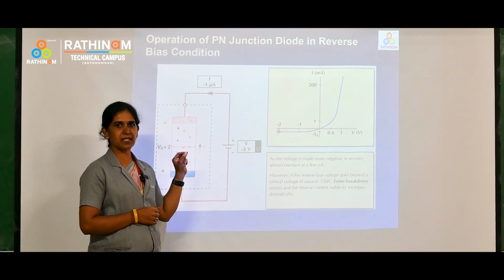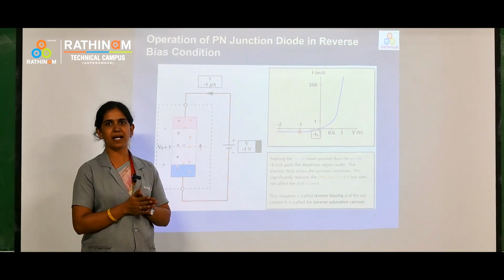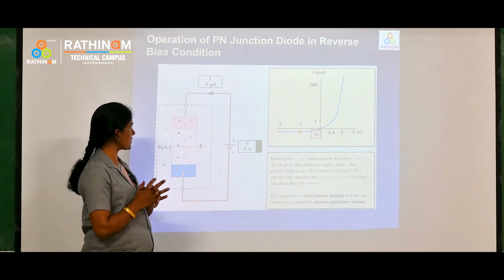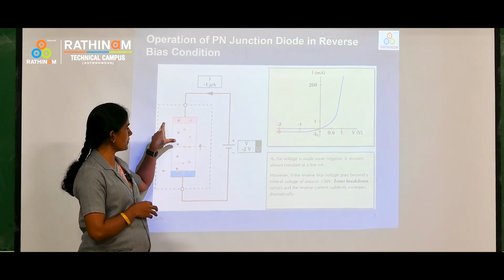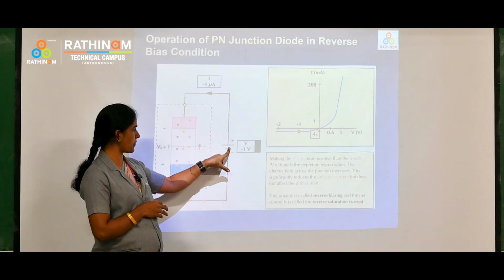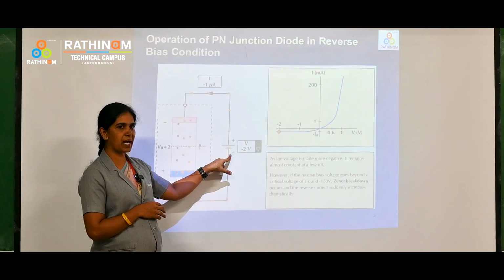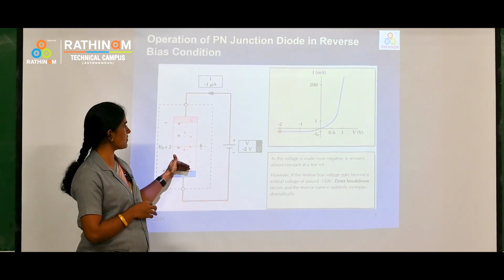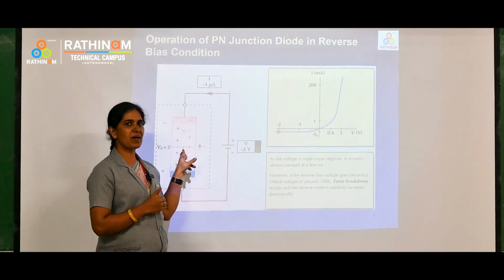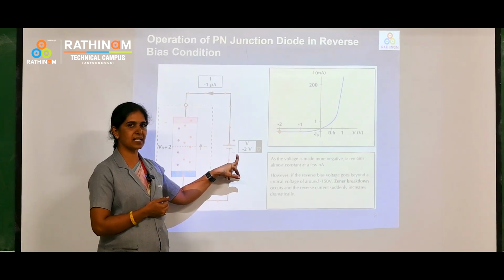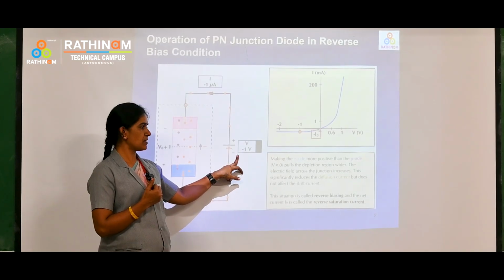From the statement of Coulomb's law, like charges repel each other and unlike charges attract each other. From this principle, the majority carriers, that is electrons in the n-type material, are attracted towards the positive polarity of the battery, and holes in the p-type material are attracted towards the negative polarity of the battery, so that the width of the depletion layer increases and there is no flow of current across the diode. When we increase the negative potential beyond a certain level, Zener breakdown occurs. At that point, the current increases suddenly through the diode.